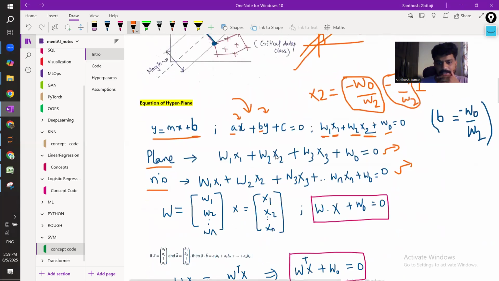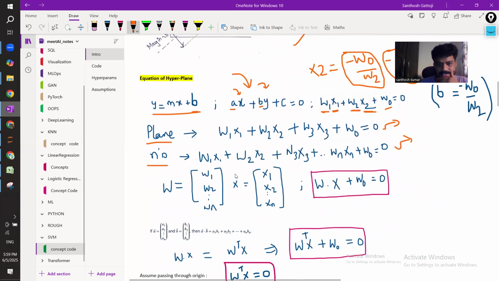Points and plane. Okay. So now if you understand this math, this is easy. So now we have this ND is this one. Now this equation can be written in this way. That means all W1, W2 you are having as a column matrix and X is this one. So now this equation can be written as W dot X plus W0 equal to 0.